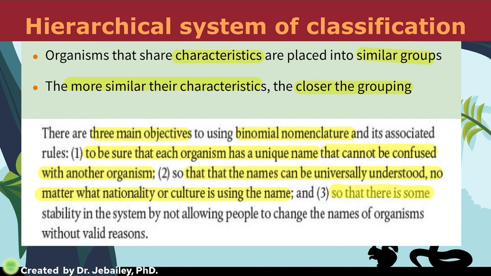And so there is some stability in the system, by not allowing people to change the names of organisms without valid reasons. So the whole purpose of binomial nomenclature is just to be able to communicate with scientists all around the world, and for us not to confuse a certain species, because saying a Latin name, we know exactly which kind of organism we're talking about.